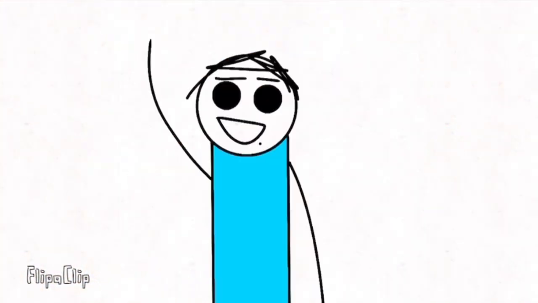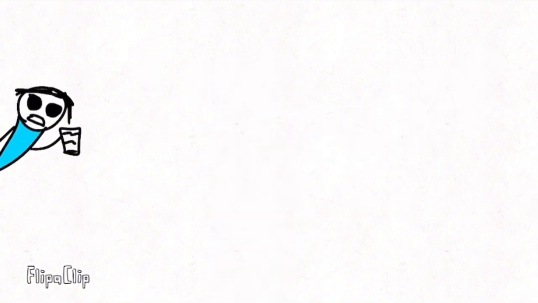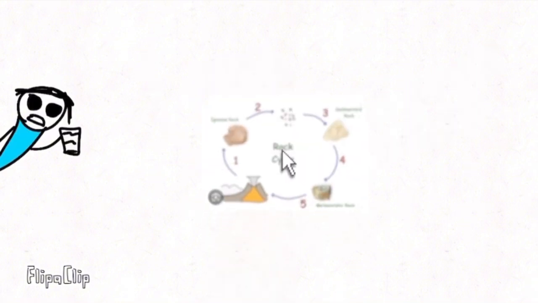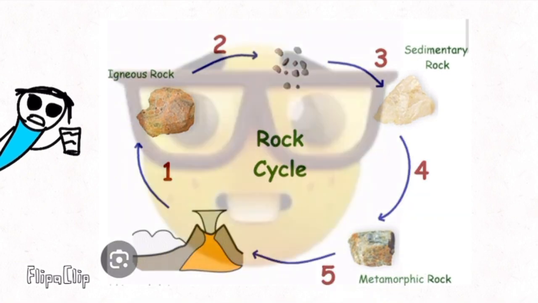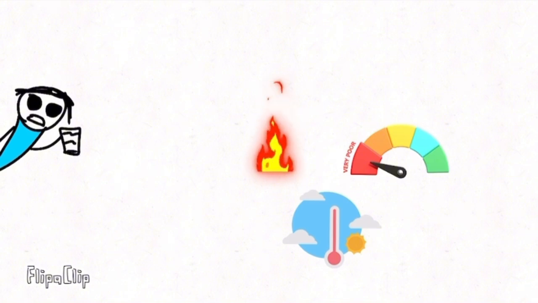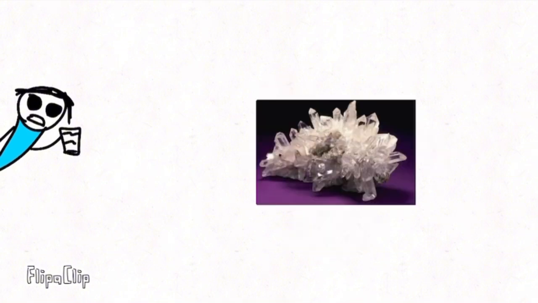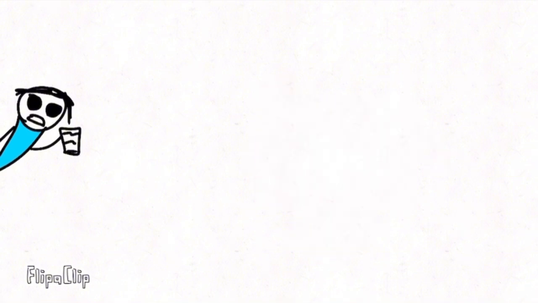Next is the rock cycle, smart style. The rock cycle is the process by which rocks change from one another from time to time. It involves three main types: sedimentary, igneous, and metamorphic. Through natural processes like heat, pressure, and weathering, rocks can transform into different forms, constantly recycling through the cycle. Crystals play a role in the rock cycle through heat, pressure, and water.